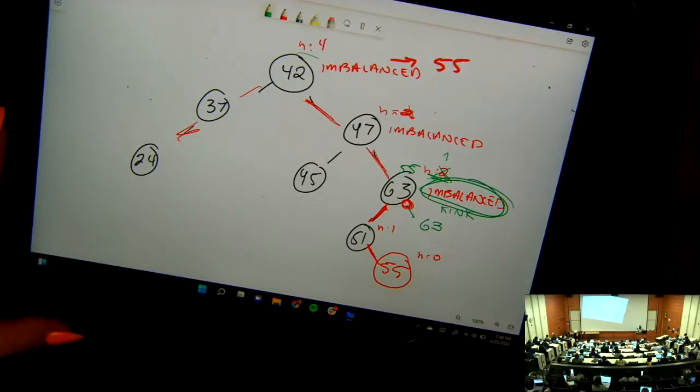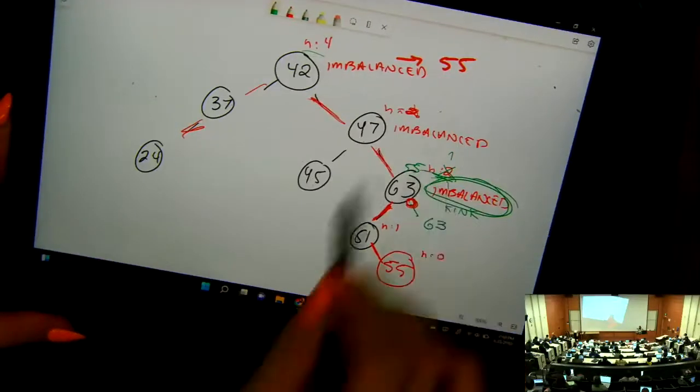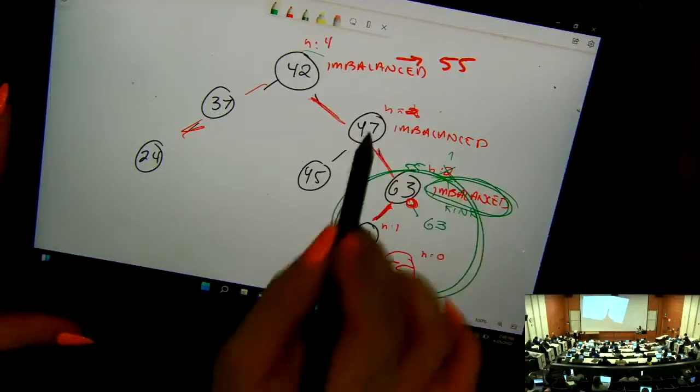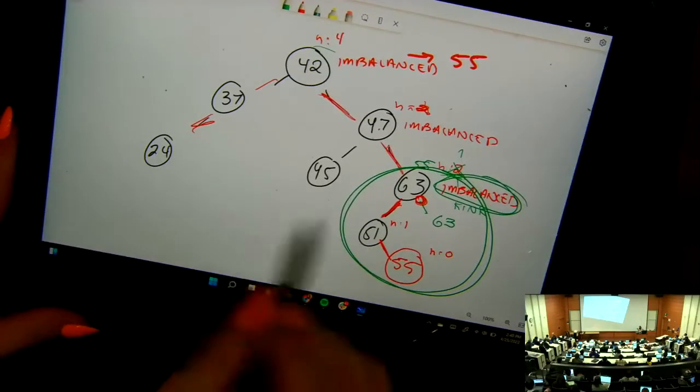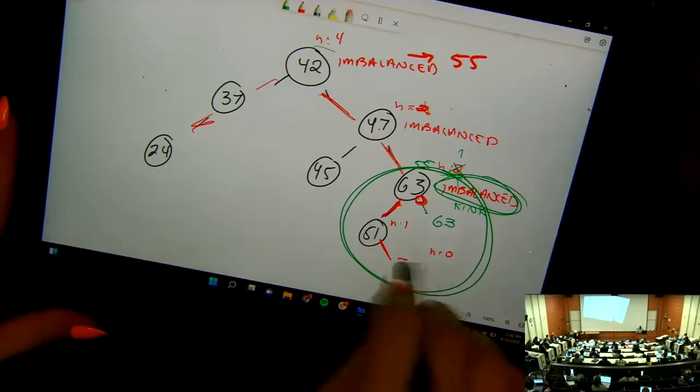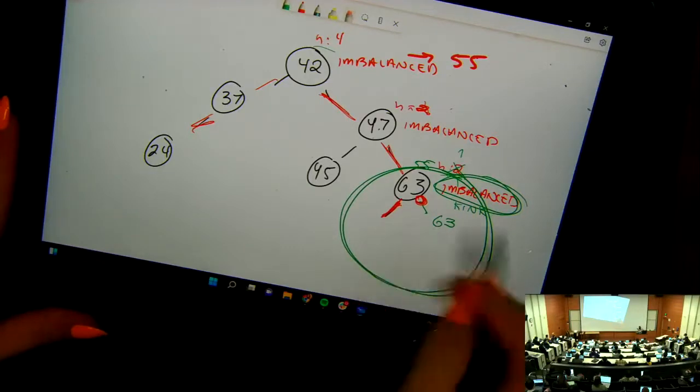And in that case, would we have to do any more rotations? If the only rotation I did was to fix this down here, would 47 and 42 still be imbalanced? If it helps, it would look like this.